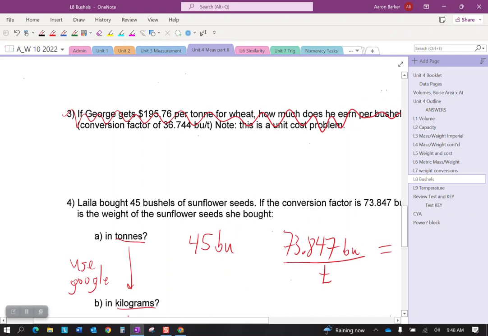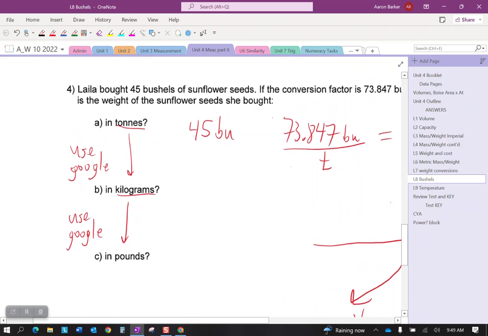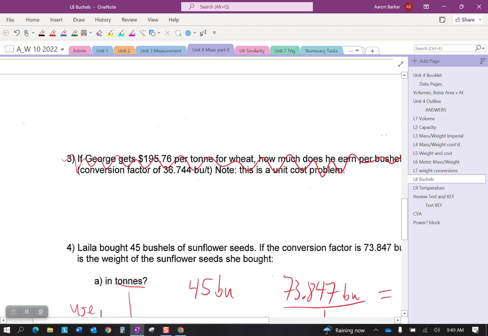You can cross off number 3. Cross off number 3. We won't do number 3. Okay, so now you can do bushels, finish this up.